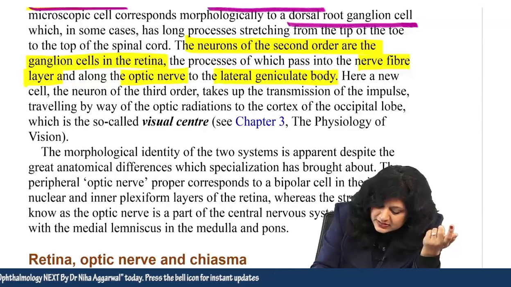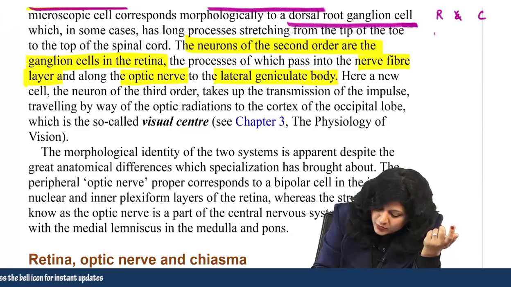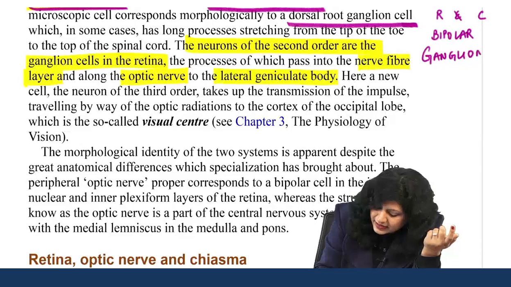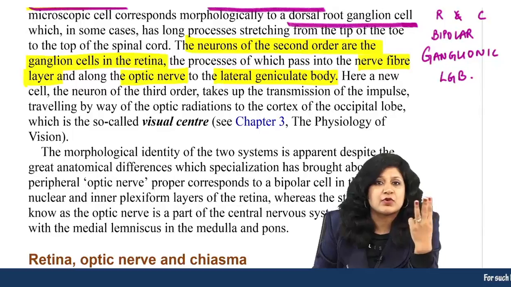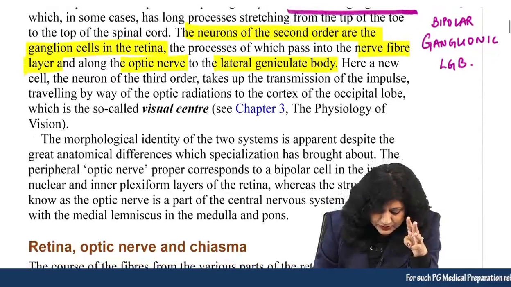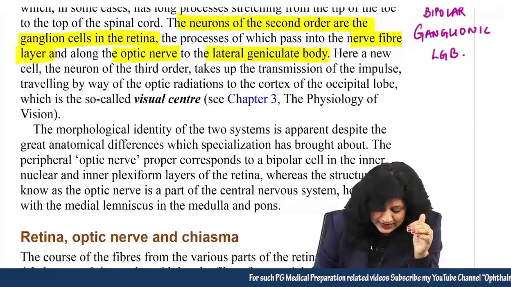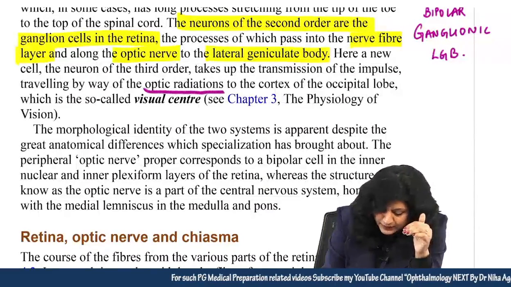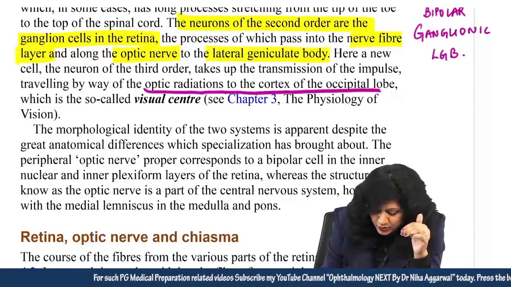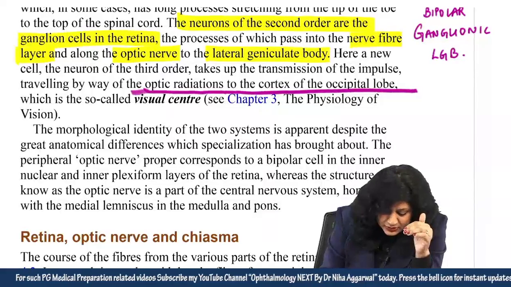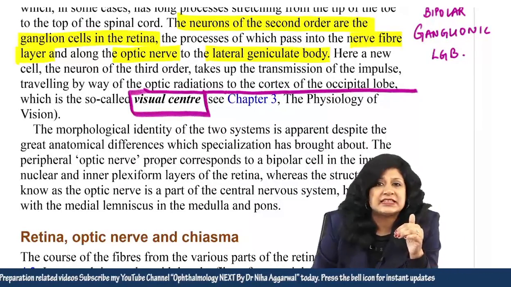We will be starting from our rods and the cones, then going to the bipolar cells, then we have the ganglionic cell, and then the lateral geniculate body. So in this way we have the fourth order neurons going up. Here a new cell, that is the neuron of the third order, takes up the transmission of the impulse, and they travel by way of the optic radiations to the cortex of the occipital lobe. So this is the so-called visual center, right?